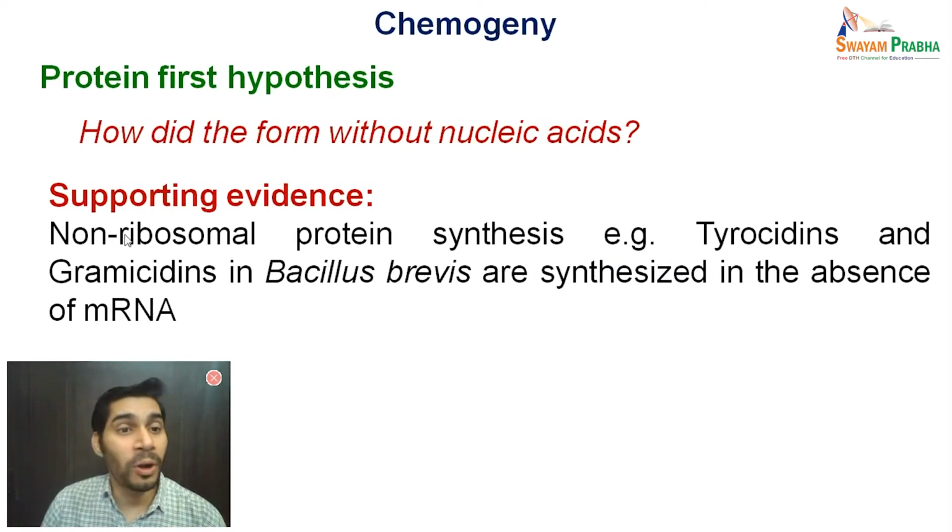There is something called non-ribosomal protein synthesis. For example, in the bacteria Bacillus brevis, the antimicrobials tyrocidins and gramicidins are synthesized in the absence of mRNA. So, there is non-ribosomal protein synthesis as well, which does not require an RNA molecule to form the proteins. So, irrespective of what actually happened, these two schools of thought we need to discuss when we are talking about chemogeny.